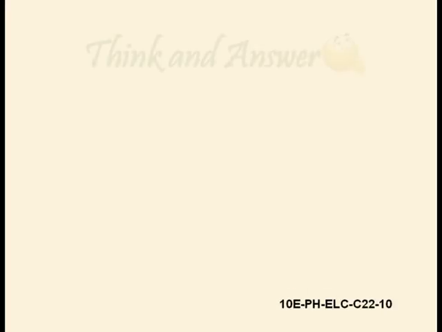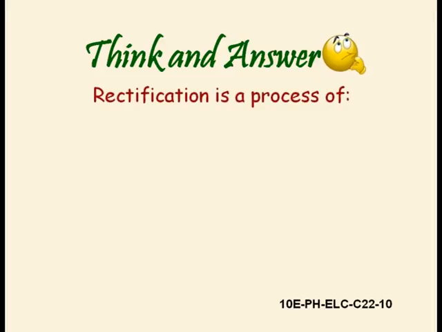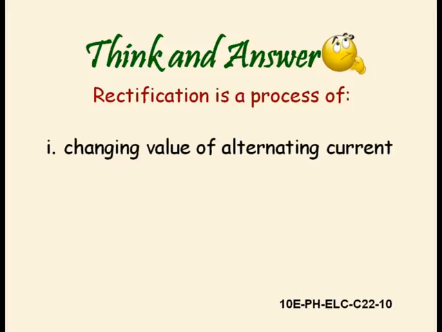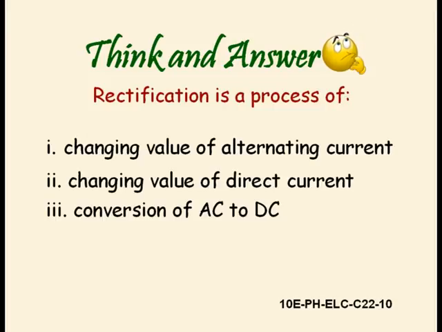Now it is time to think and answer. Rectification is a process of option 1. Changing value of alternating current. Option 2. Changing value of direct current. Option 3. Conversion of AC to DC. Option 4. Conversion of DC to AC.